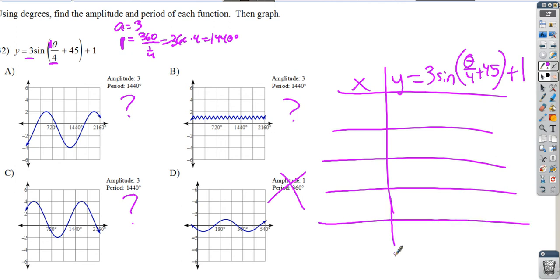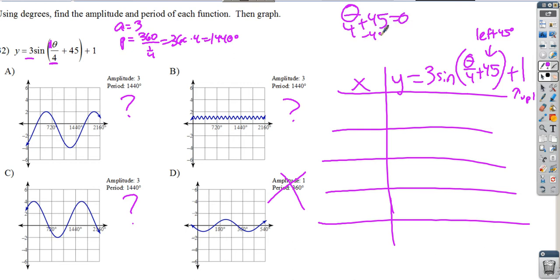Because if you look at this, adding 45 to x means we've shifted to the left 45 degrees, and this right here means go up 1. And the 3 in front means vertically stretched. So we want to figure out what makes that equal to 0. How can we do that? We can set it equal to 0 and solve.